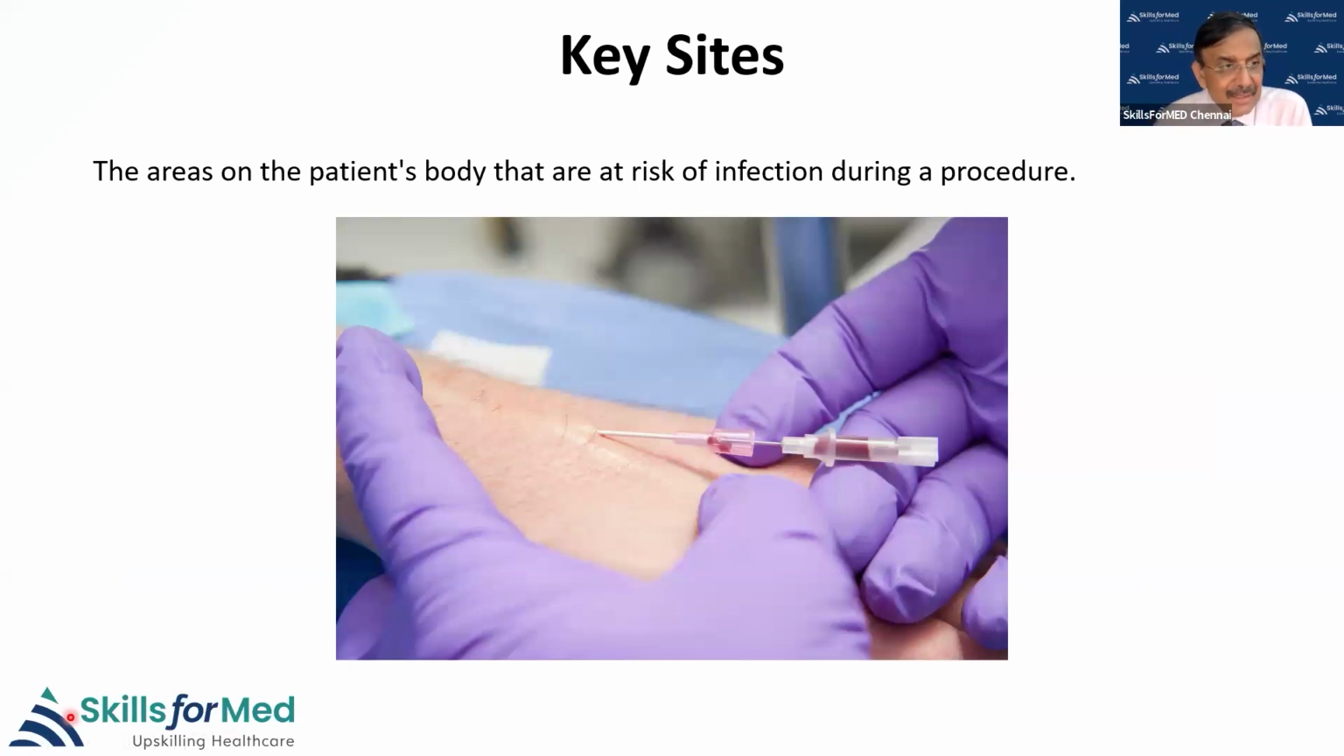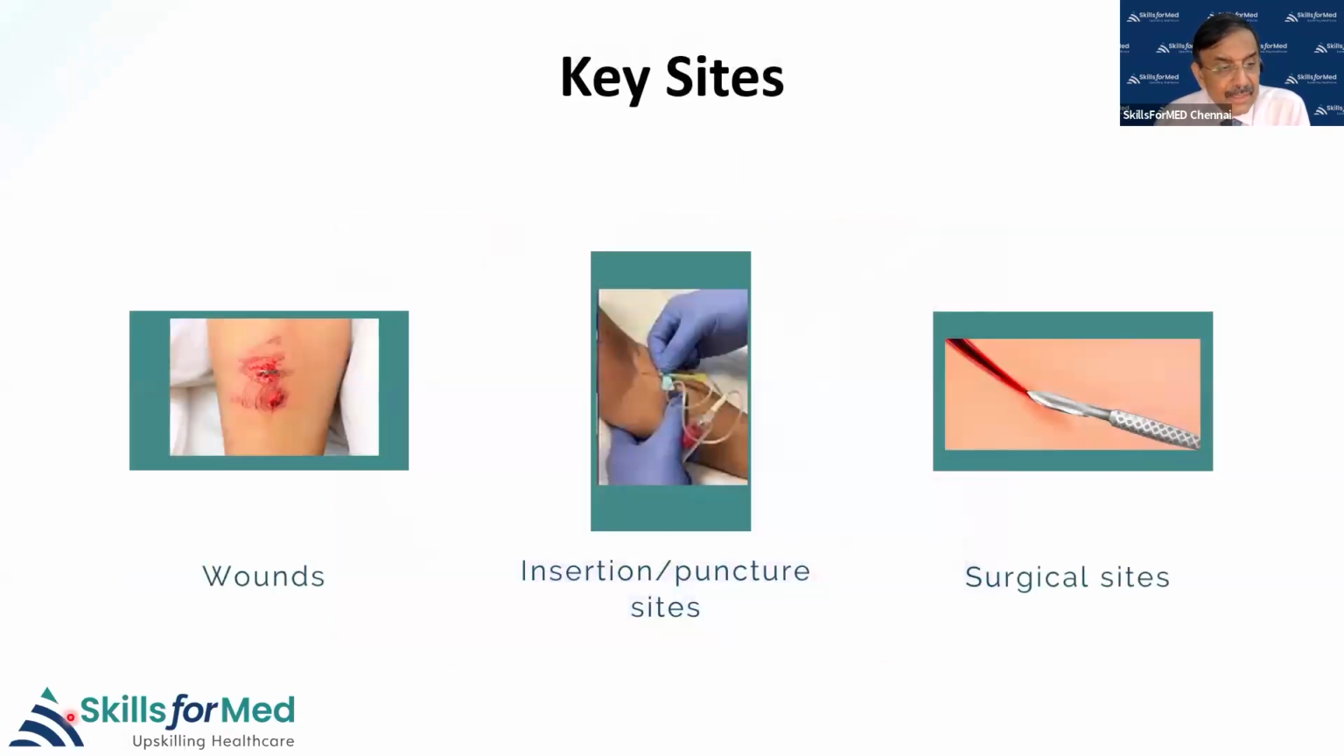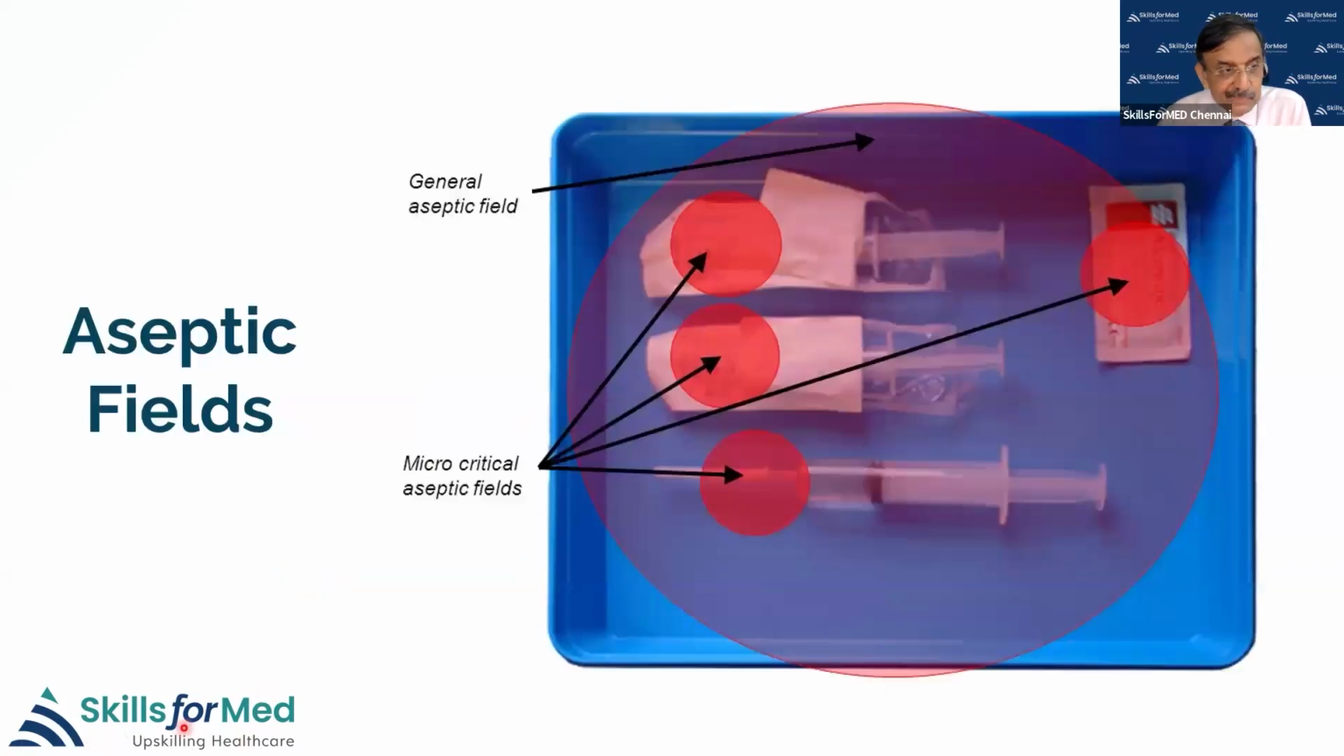Now, key sites are the areas in the patient body that are at risk of infection during a procedure. What are key sites? These are areas where there has been a breach of skin. Either it is an unintentional wound or an intentional surgical wound, or the site where you insert any cannula, or puncture sites to take blood. So that also is a key site, and I already told you surgical sites are also key sites.